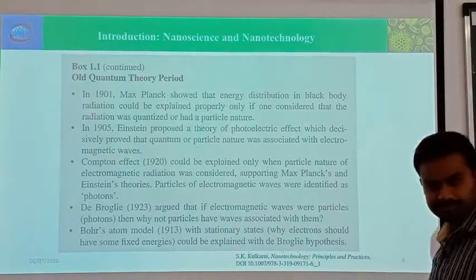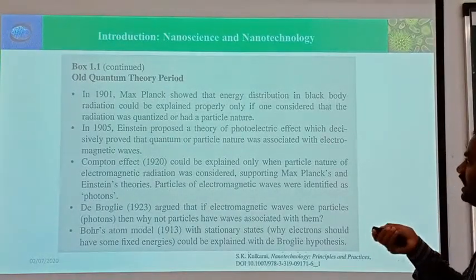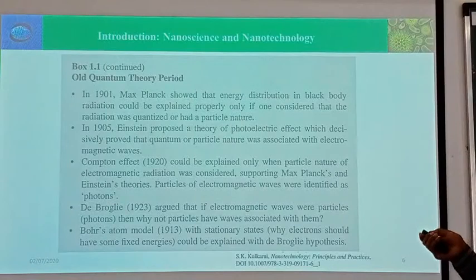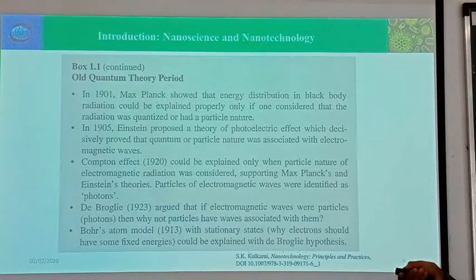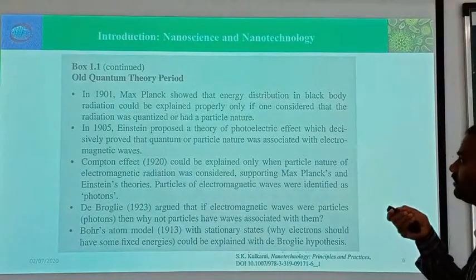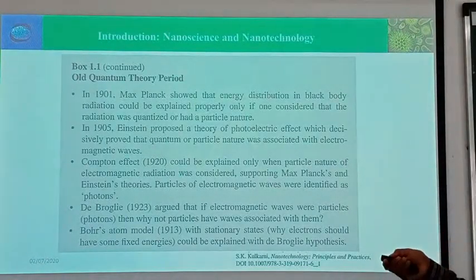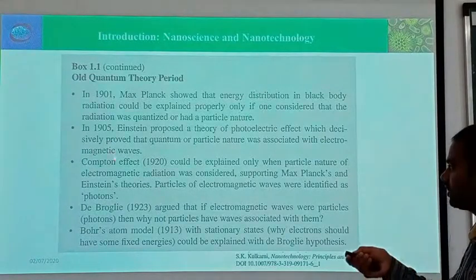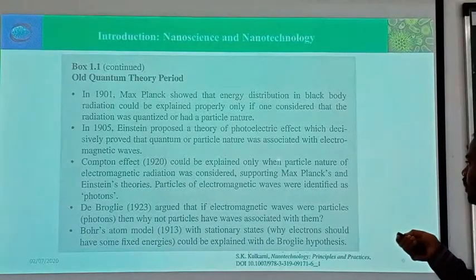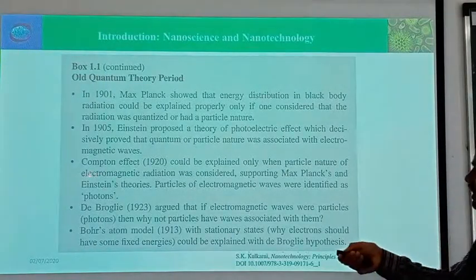Now in 1905 Einstein proposed the theory of the photoelectric effect, which proved that the quantum or particle nature was associated with electromagnetic waves. This is another invention which helped to develop quantum theory. Now the quantum effect in 1920 could be explained only when the particle nature of electromagnetic radiation was considered, supporting the Max Planck and Einstein theories.